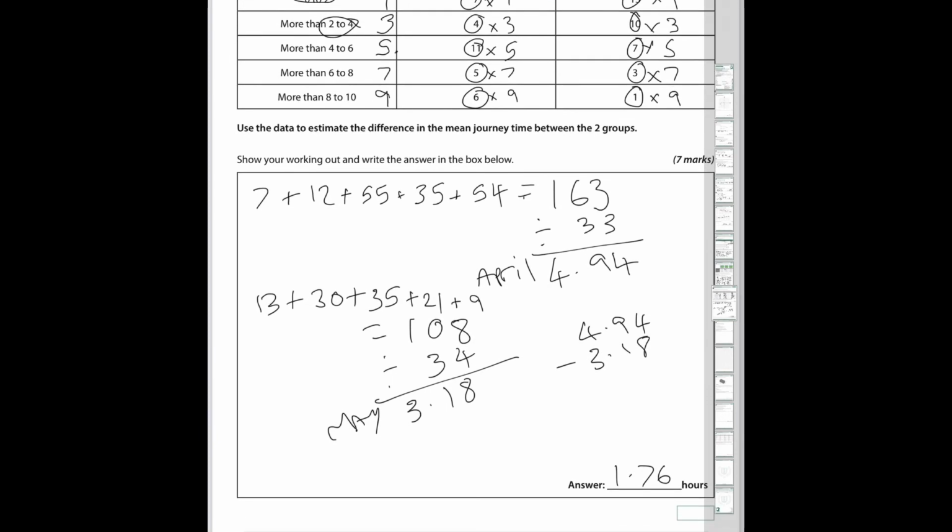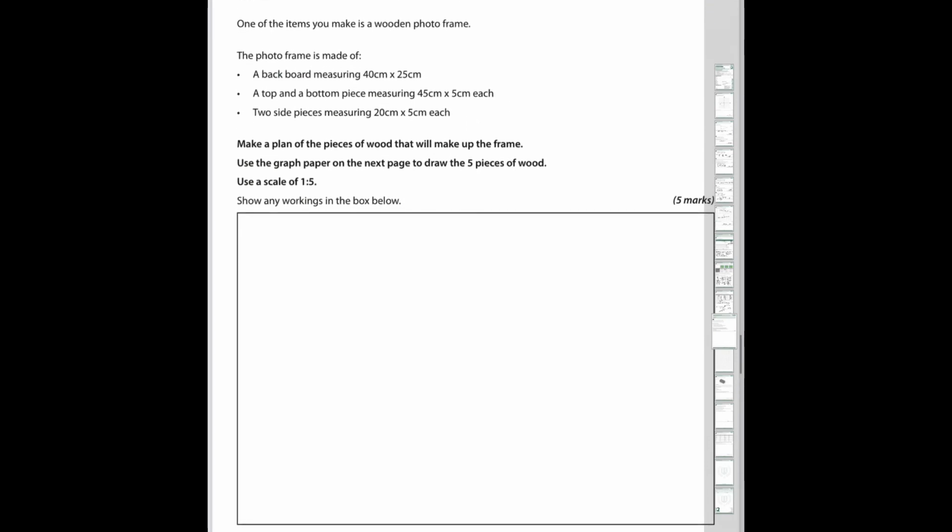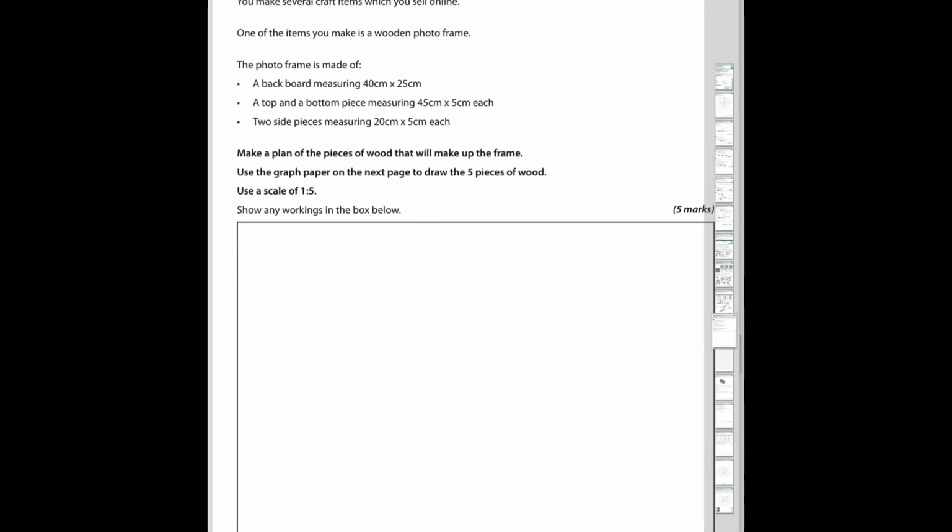We've been through what the journey time is and what the mean is. As we know, the mean is adding all of them up and dividing by the amount of numbers there are. And then we found the difference, which is what it's asking us for. So that's question 12. Let's move on to question 13.